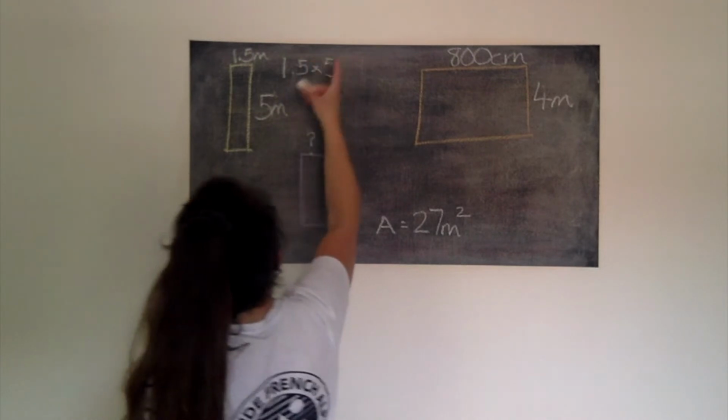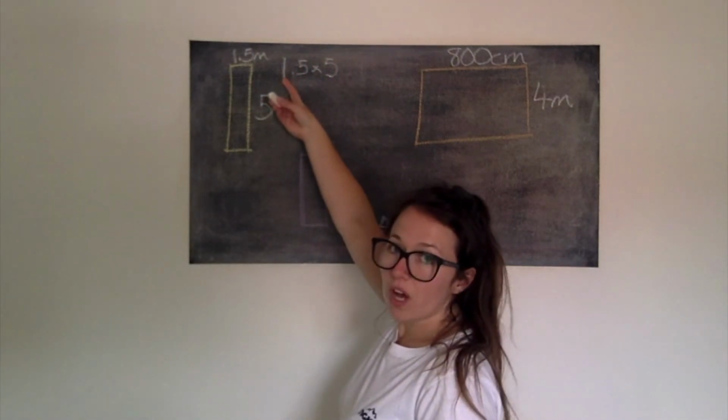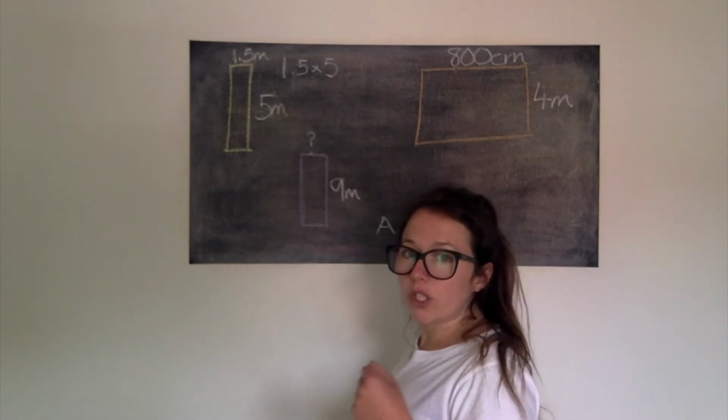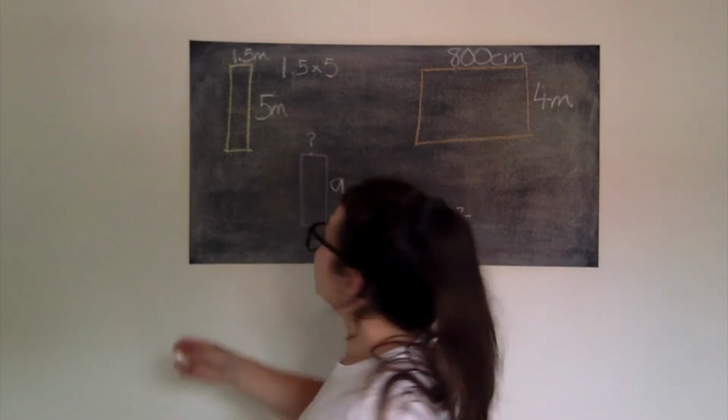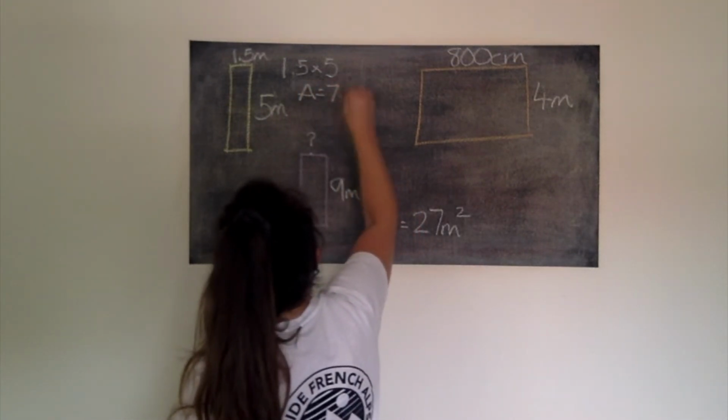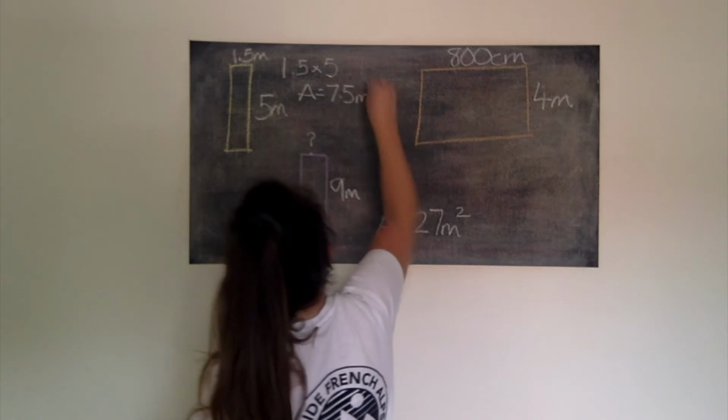To do this, we could just do the 5 wholes times the 1, which gives you 5. Then 5 times 5 gives us 25, make it 10 times smaller, which gives you 2.5. And then we've got to add them together. So the area of this shape is 7.5 metres squared.